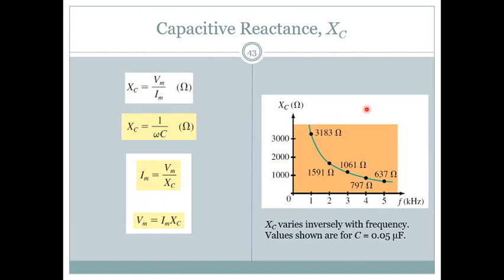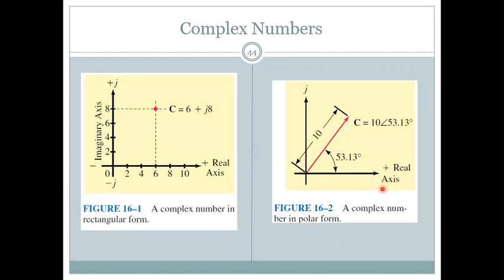Now the relationship for XC is V over I, Vm over Im, which is 1 upon omega C. So for the frequency variation of the capacitive reactance, the higher the frequency, the lower the reactance. So again here, capacitive reactance is a frequency dependent parameter, although the capacitance is not.